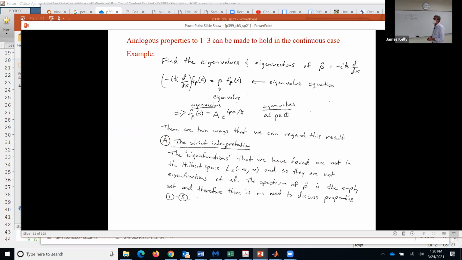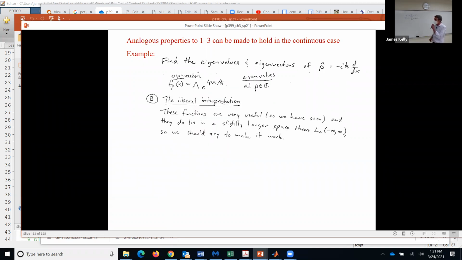We don't have any eigenvectors for the momentum operator. That would be to say, if you ask someone, are there any definite momentum states? They would say, no, not for a single particle. A single particle can't be in a definite momentum state, because by definition, it wouldn't be normalizable, and therefore there's no sense to the probability, and we don't even know what we're talking about. We want cases that have an easy interpretation for their probability. Okay, so that's the strict interpretation.